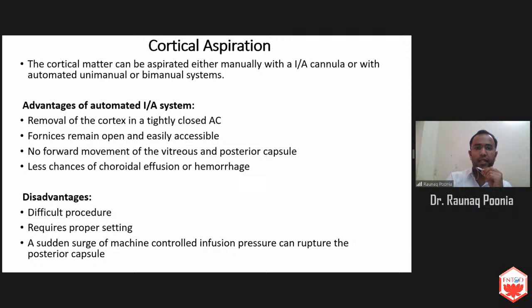Now, the cortical matter can be aspirated either manually with an irrigation aspiration cannula or with automated unimanual or bimanual systems. The advantages of automated irrigation aspiration are the removal of the cortex in a tightly closed AC, as the AC is deep. The fornices remain open and easily accessible. No forward movement of the vitreous and posterior capsule, less chance of choroidal effusion and hemorrhage, and less damage to the endothelium too. The disadvantages are that it is a difficult procedure, requires proper setting, and a sudden surge of the machine control infusion pressure can rupture the posterior capsule.